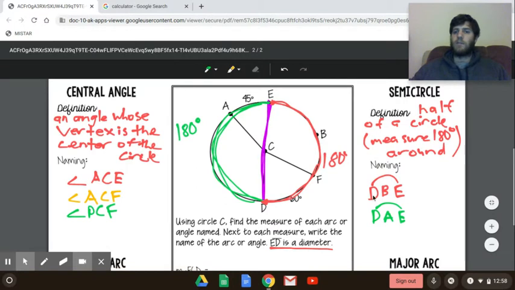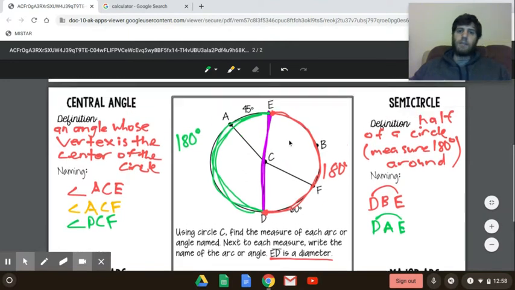So that's how you would name your semicircles. The red one goes from D to E through point B. You could switch the E and D, that would be fine. And then the green one goes from D to E through point A, so arc DAE.